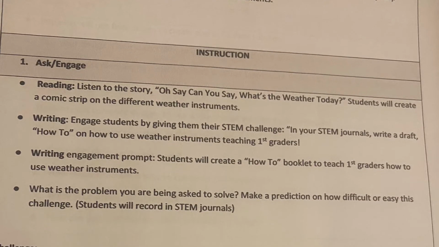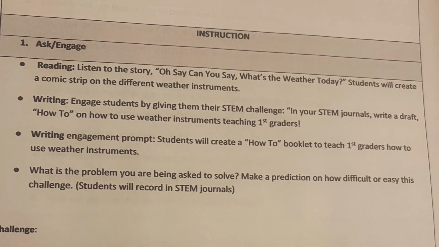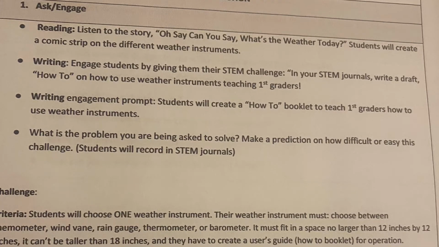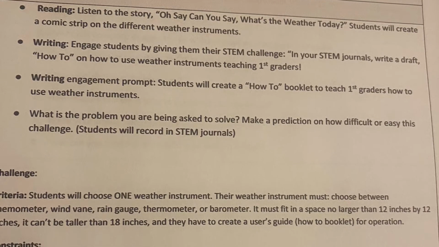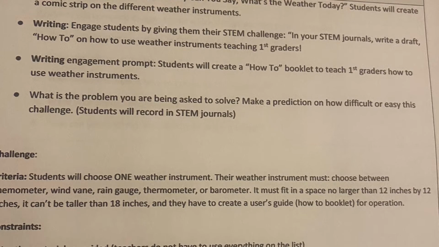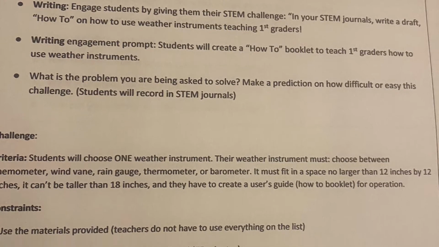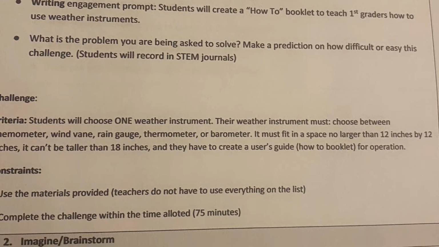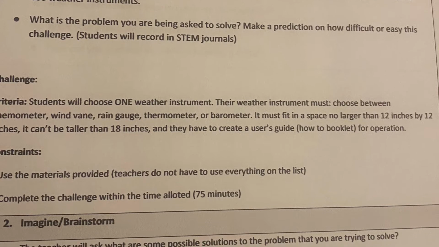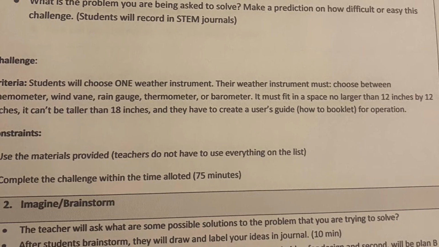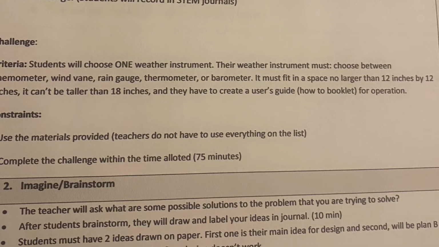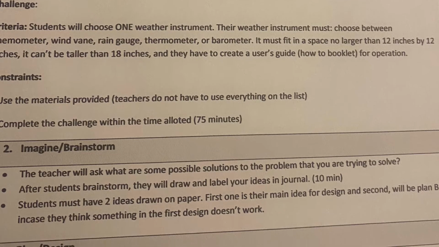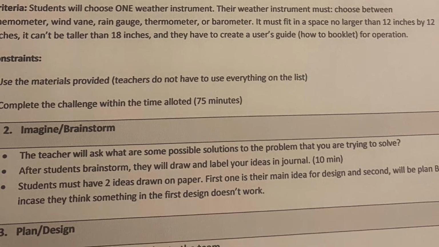In the lesson, it gives you a challenge overview, a reading resource, writing, a writing engagement prompt, and it gives you the problem. It also lists the challenge. This challenge is to create a weather instrument. It must be 12 by 12 inches. It can't be taller than 18 inches. And the students have to create a user's guide, a booklet for the operation. The students have to use the materials given by the teacher, and they have 75 minutes to complete the challenge.